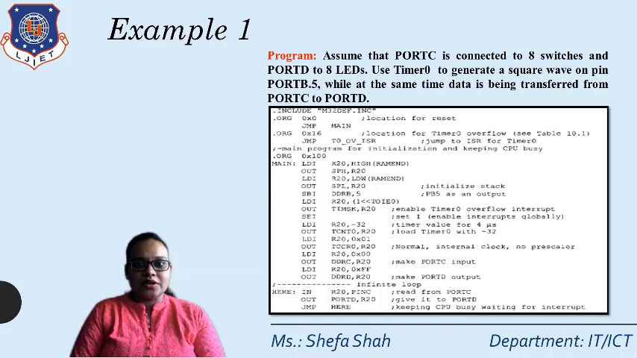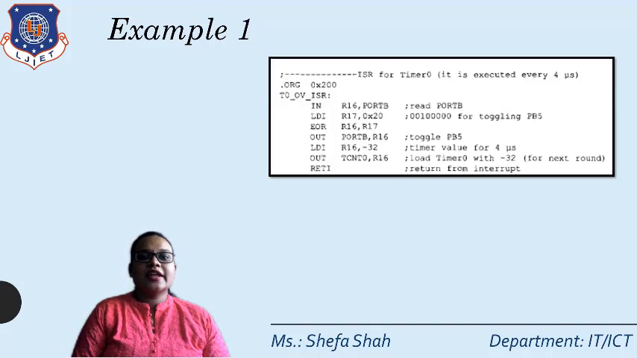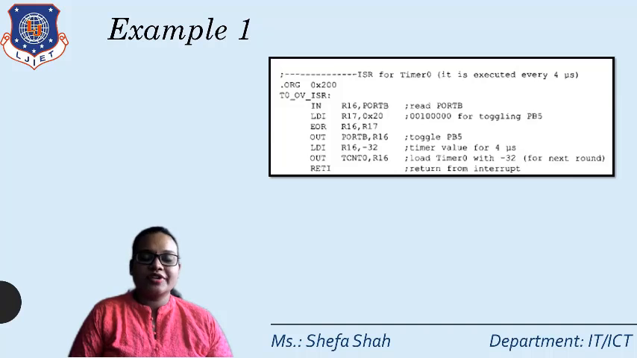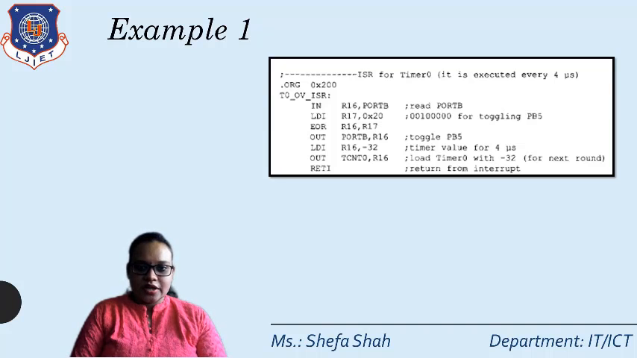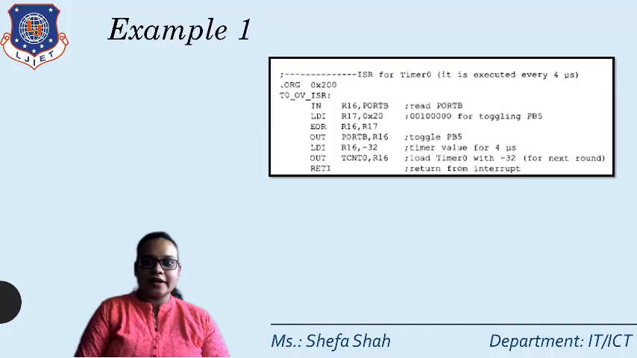Whenever the request is generated, it will jump to the interrupt service routine, where the next program of the timer for generating a square wave on port B fifth bit is written. So what we need to do is, first we need to take the ISR, right? In the ISR, we need to just input the data from port B. So from port B, we are taking the data into the register, right? Then we need to toggle the fifth bit, that is the square wave.